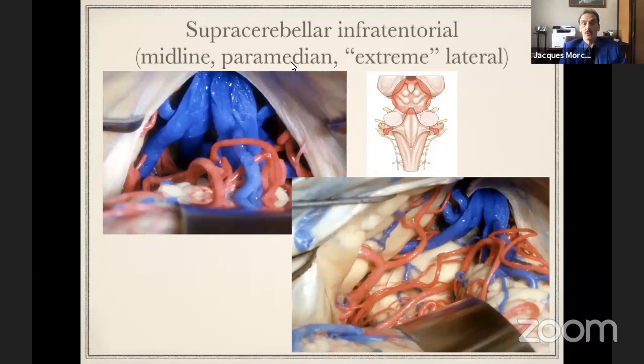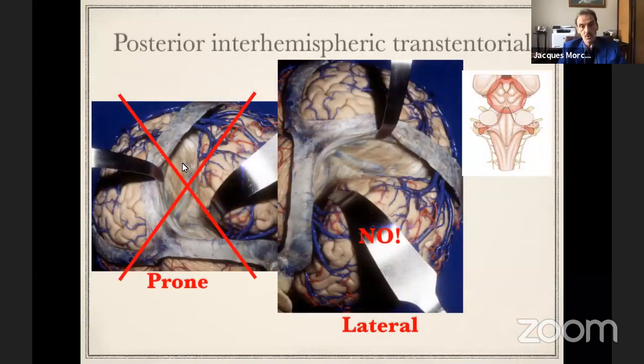Supracerebellar infratentorial approach is a very, very useful approach. It has three variants: midline, paramedian, and extreme lateral. And the most useful is the extreme lateral because it uses the fact that the tentorium is flatter as it goes laterally. And of course, in the midline, it's very peaked, as you can see here. So I like very much the paramedian or the extreme lateral supracerebellar approach.